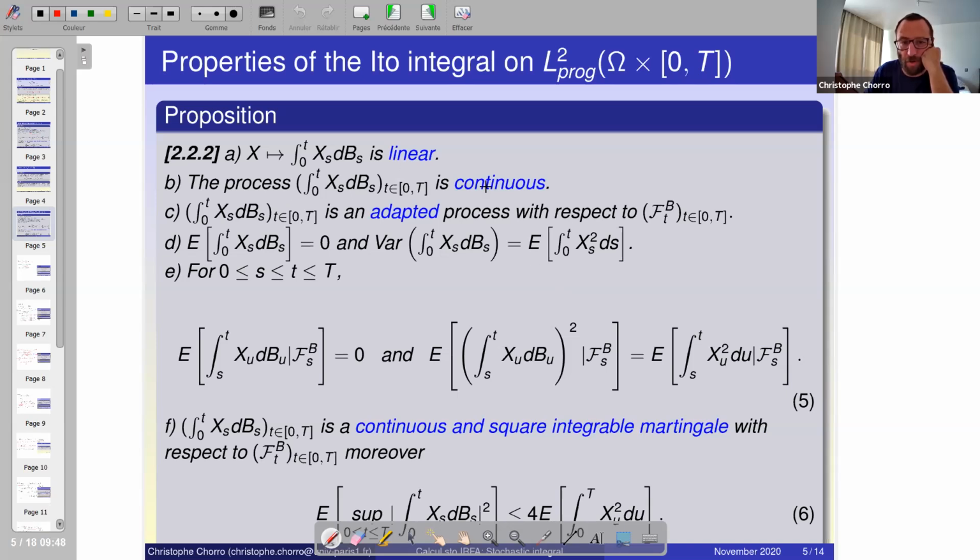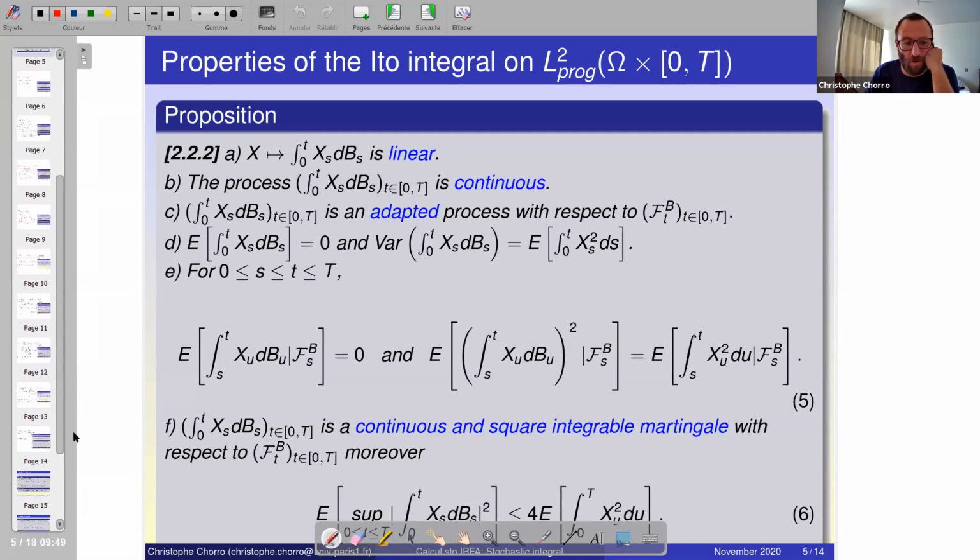We have seen in this proposition here that my stochastic integral fulfills all these nice properties. It is linear, continuous, adapted to the Brownian filtration, my expectation is 0, I fulfill the Ito isometry, I am a martingale, I am able to compute this kind of conditional expectation, and finally I am a continuous and square integrable martingale with respect to the Brownian filtration.